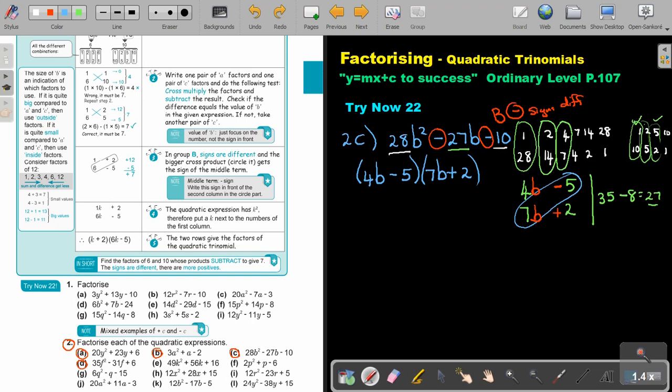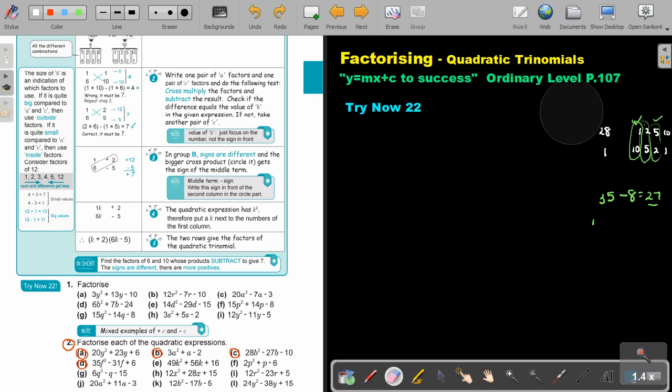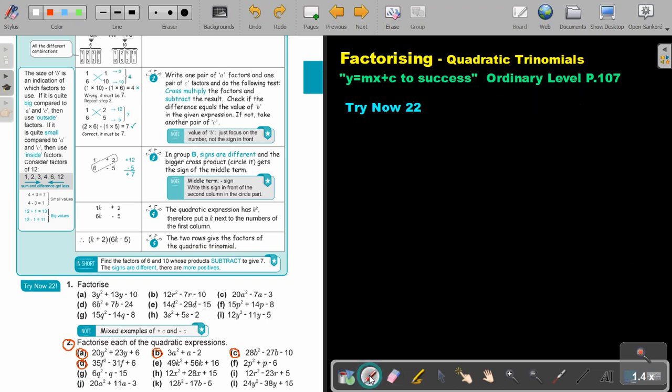Okay, that's number 2C. Let's just go to number 2. Let's just work on top. Okay, I'm going to just do number 2D. So in this one, it's 35f squared minus 31f plus 6. Again, start looking at the sign in front of the constant. So this will be in group A, so I remember to add the cross product, and then the signs are the same.